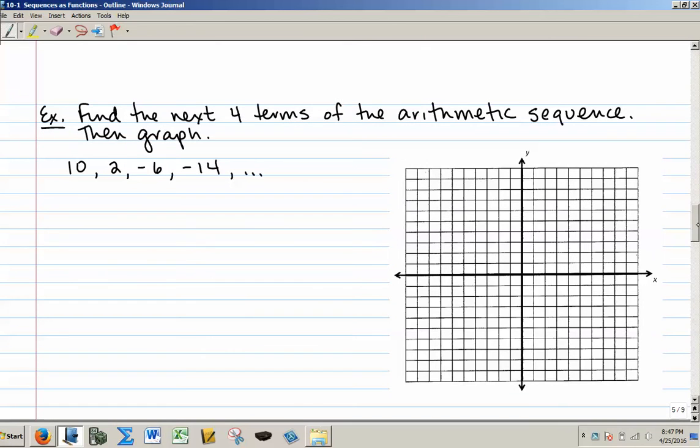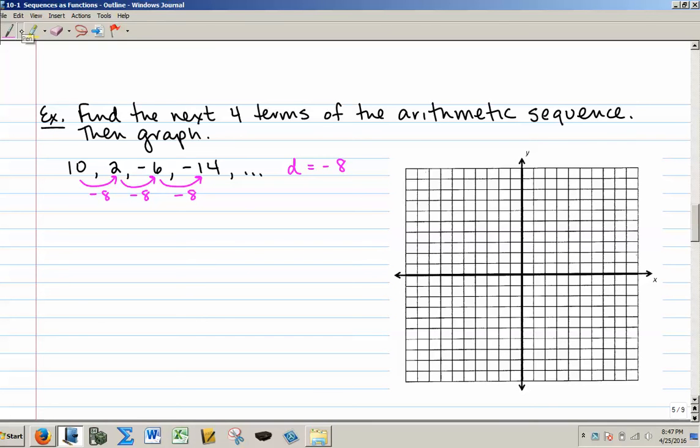Okay, here's another example. Find the next 4 terms of the arithmetic sequence and then graph it. So the first term is 10, and then 2, -6, and -14. First thing we want to do is find the common difference. When I go from 10 to 2, I'm subtracting 8. From 2 to -6, I'm subtracting 8. -6 to -14, I'm subtracting 8. So my common difference is going to be a -8.